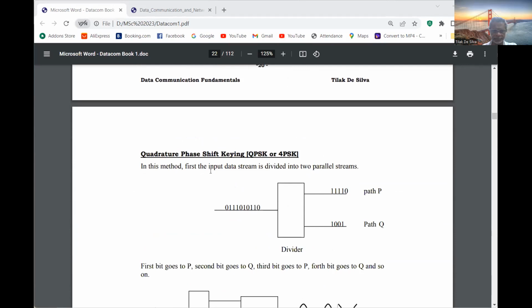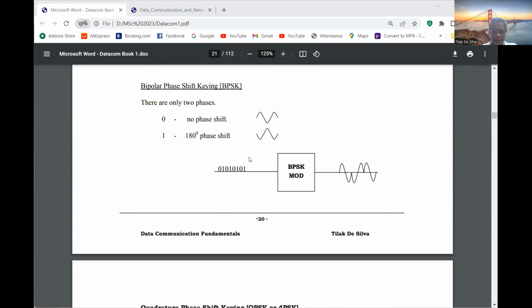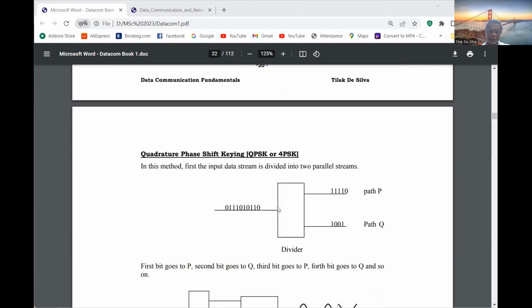Then you have quadrature phase shift keying, QPSK or 4PSK. You have four phases: 0 degrees, 90 degrees, 180 degrees, 270 degrees phase shift. Now, to represent 4 numbers, you need 2 bits. Therefore, this incoming bit stream is divided into 2 parts. This 0 goes to path P, the next bit goes to path Q, then the next one to path P, the next one to path Q. So we put it into 2 parallel streams.